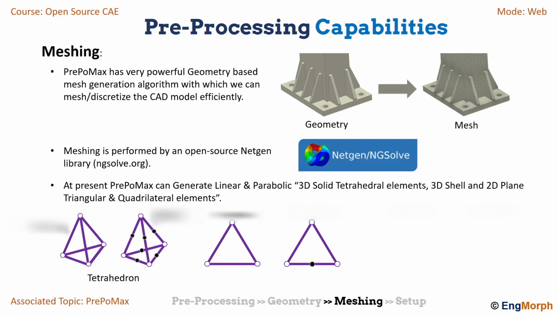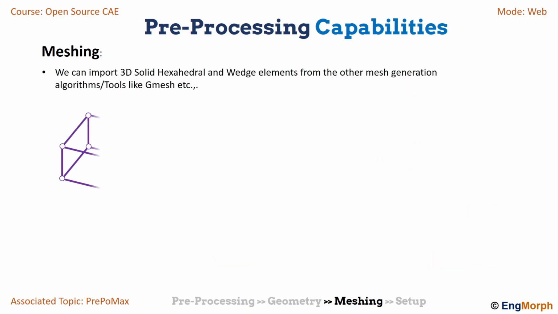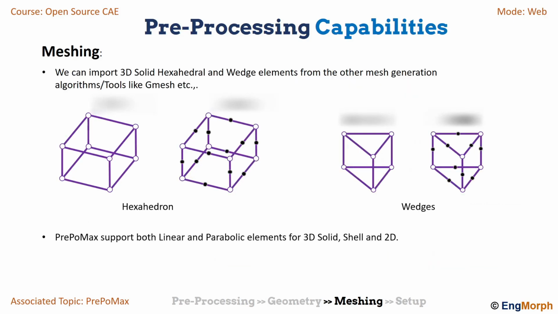At present, PrePoMax can generate both linear and parabolic elements. The element types which we can generate using PrePoMax are 3D solid tetrahedral elements, 3D shell trias and quads, and 2D plane trias and quads. Though PrePoMax cannot generate hexahedral elements, it can import hexahedral and wedge elements from other mesh generation algorithms. As already discussed, PrePoMax supports both linear and parabolic elements, that is, elements with mid-side nodes.